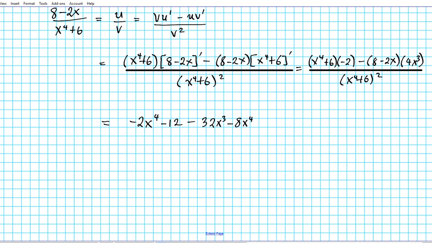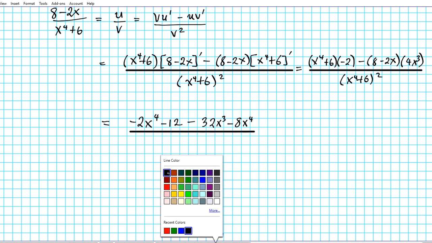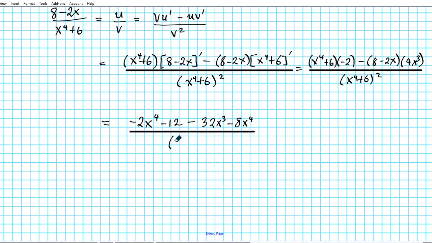Okay? Now take a look at the numerator. Is that correct? Did I make a mistake in the numerator? Take a close look at that. In the denominator we have x^4 + 6. Now I indicated earlier that there's a big common mistake most students make. Do you see the mistake here?